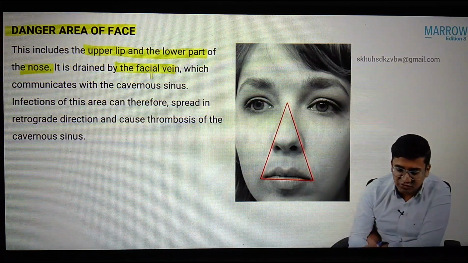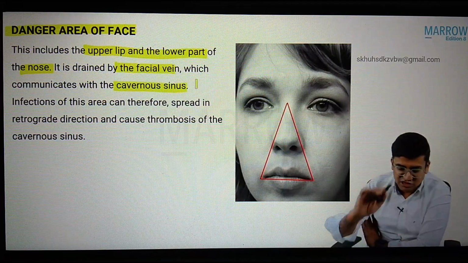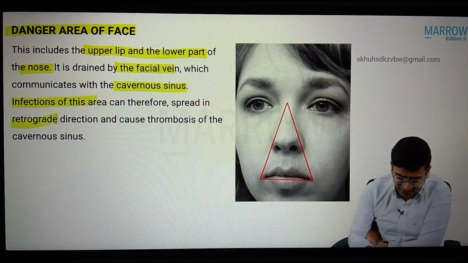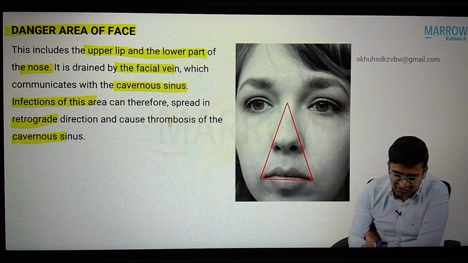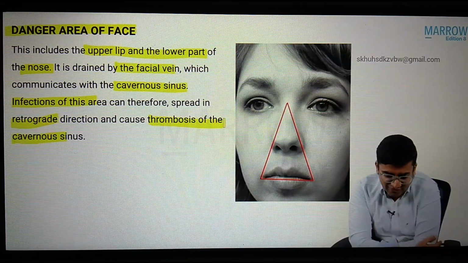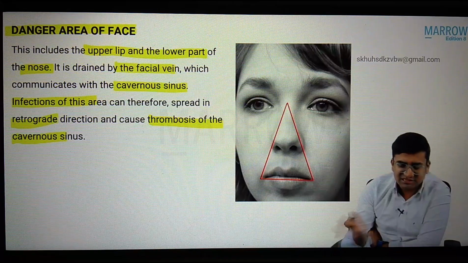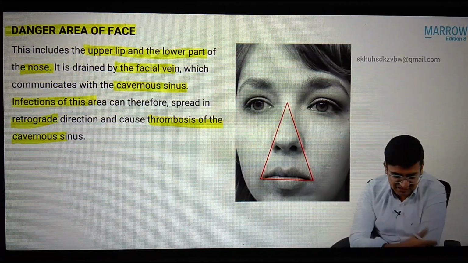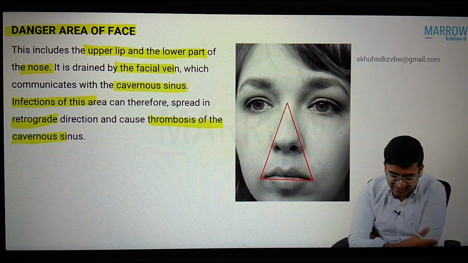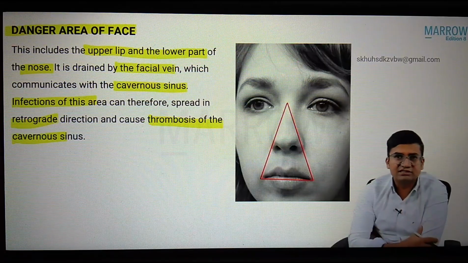So just now I told you facial vein communicates with the cavernous sinus. So any infection in this area, the infection spreads in retrograde fashion, which in turn results in thrombosis of the cavernous sinus. I told you already in the face module, but again the reason is this one only. The communication is what we have just seen between the facial vein and the cavernous sinus. That's all about the cavernous sinus.